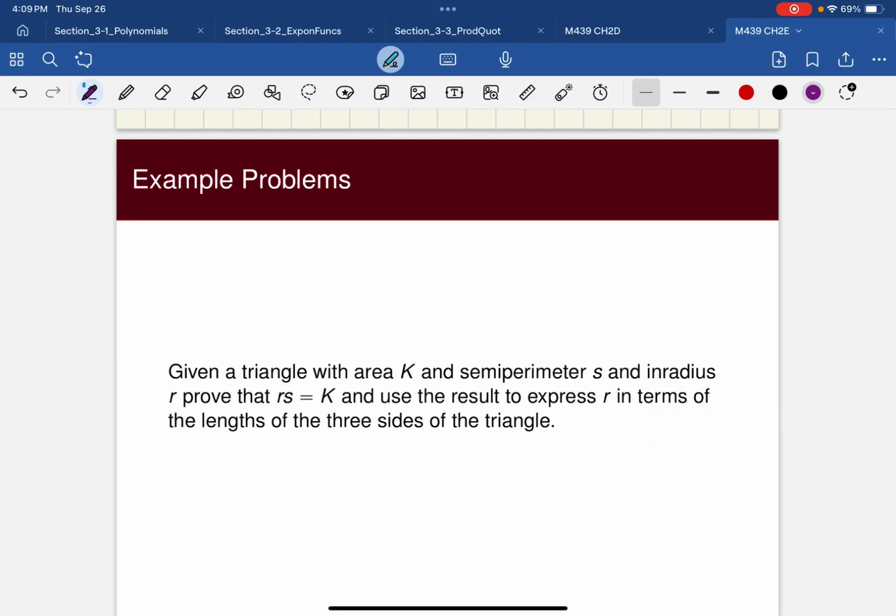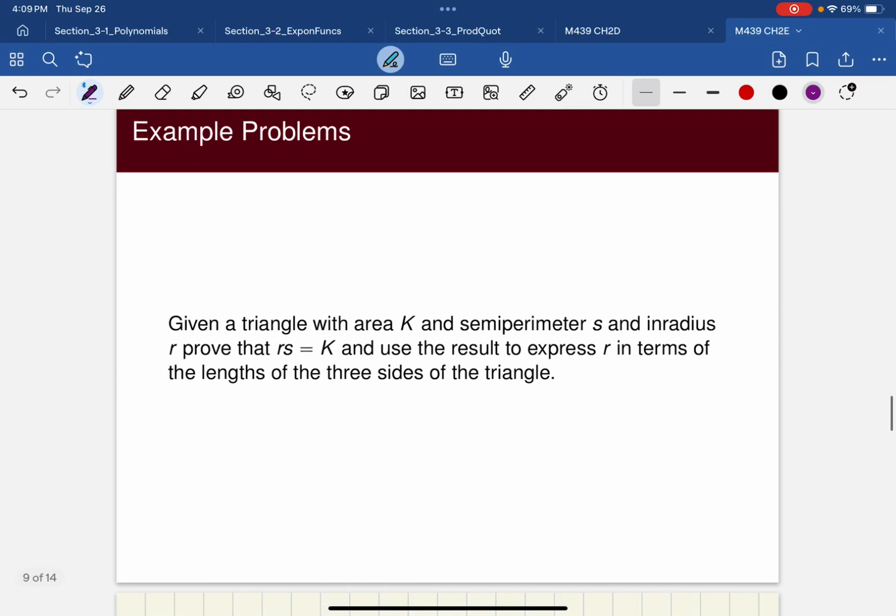Okay, well, let's take a look at an example problem from the chapter. Given a triangle with area K and semiperimeter S and inradius R, prove that R times S equals K. So, let's just stand back and think about what that means.